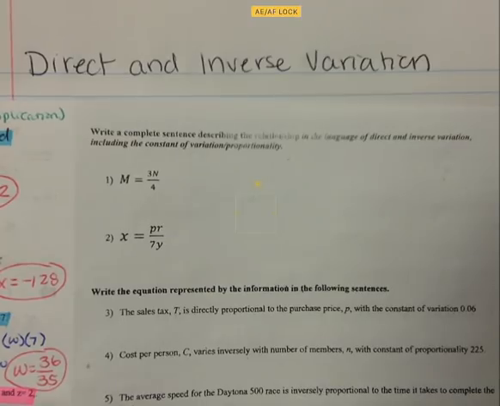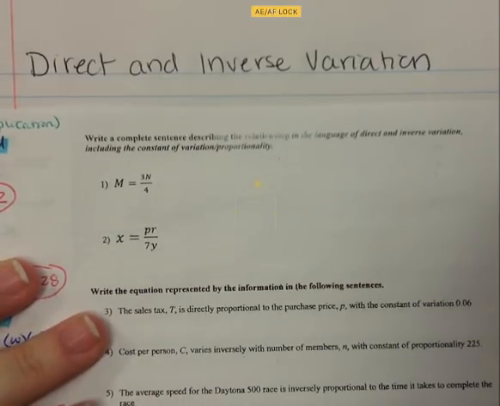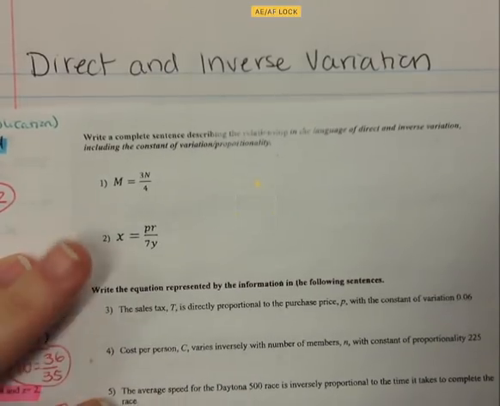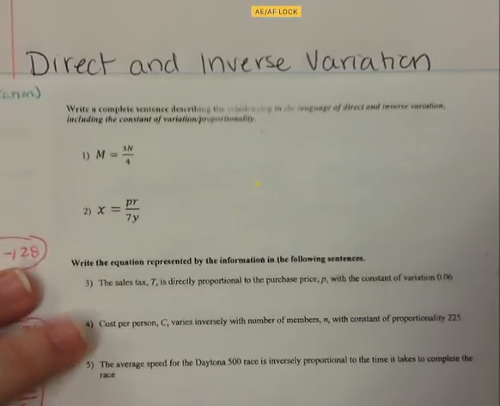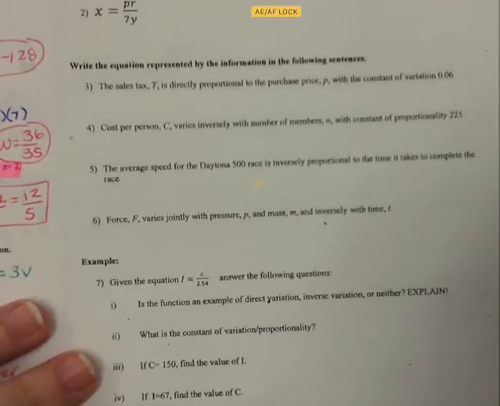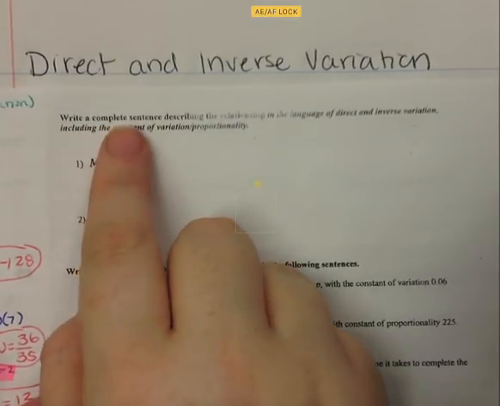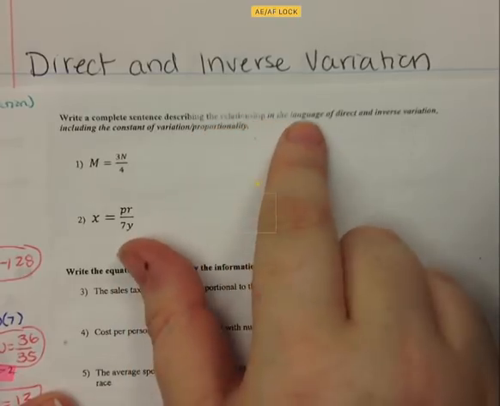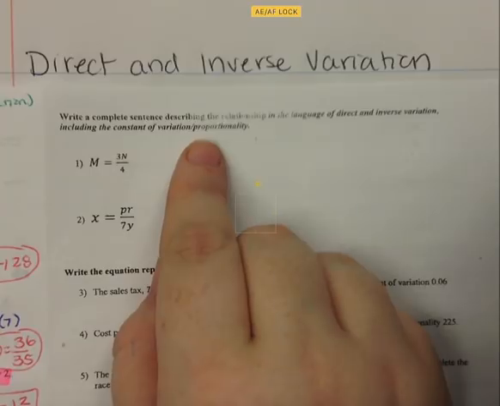This video is going to explain how to write the sentences in the language of direct and inverse variation, and then from the equation, and then how to write the equation from the sentences so that you can use them in real life. And then we're going to do an application problem. So the first thing, we're going to write a complete sentence describing the relationship in the language of direct and inverse variation, including the constant of variation / proportionality.